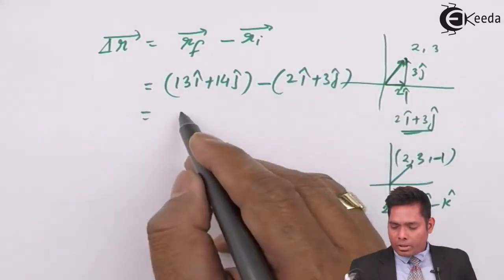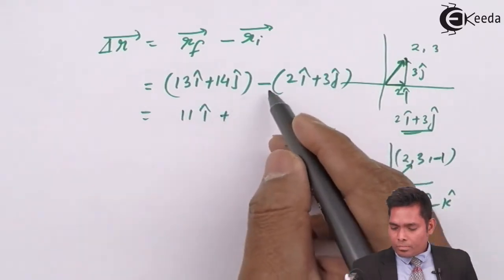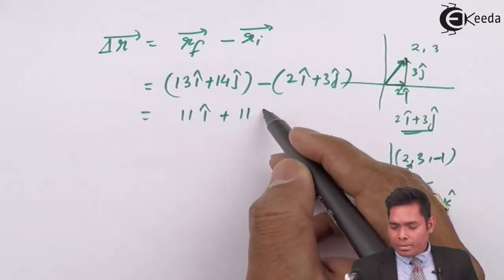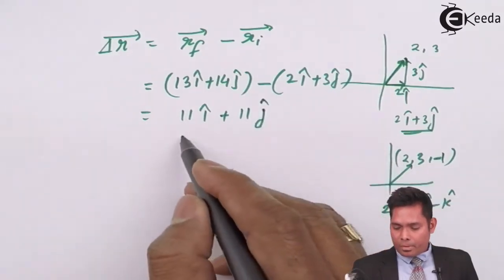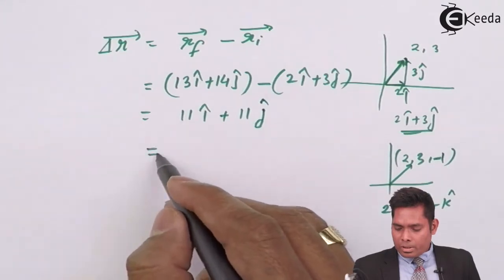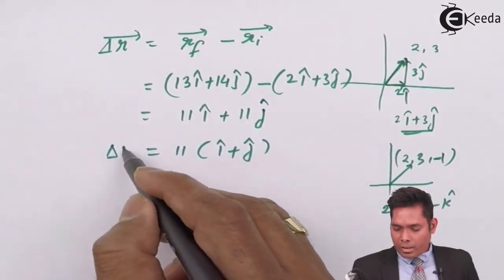13 minus 2 is 11 i cap. 14 minus 3 is 11 j cap. So that means this is 11 i cap plus 11 j cap. This is your delta R vector.